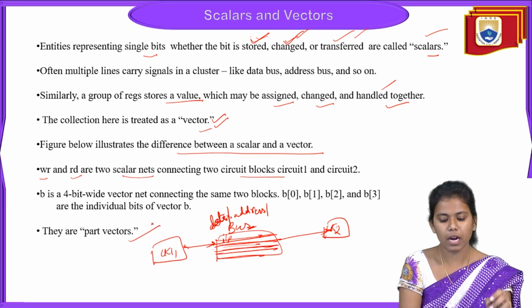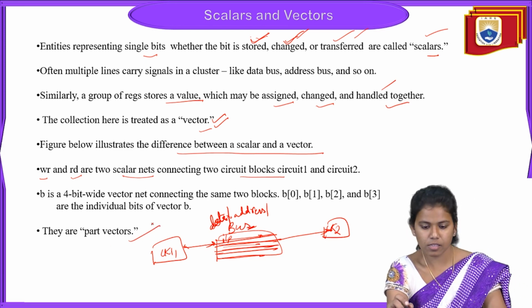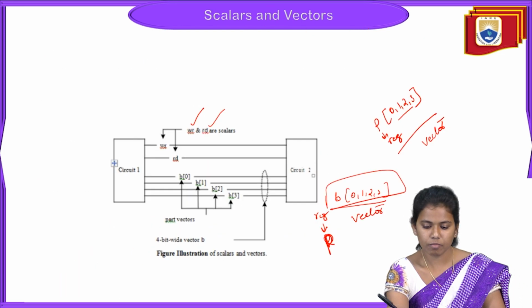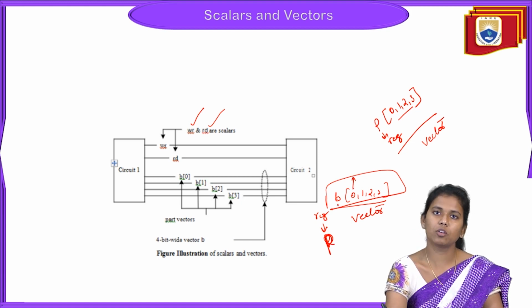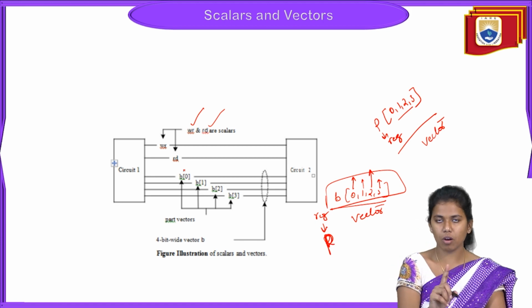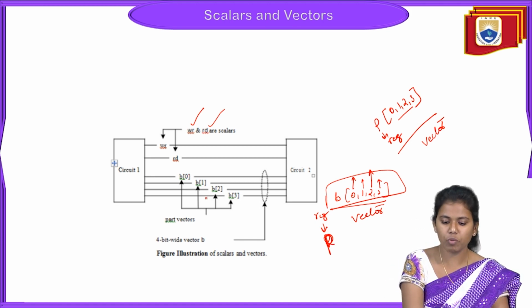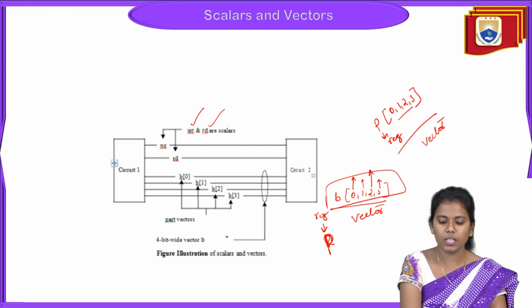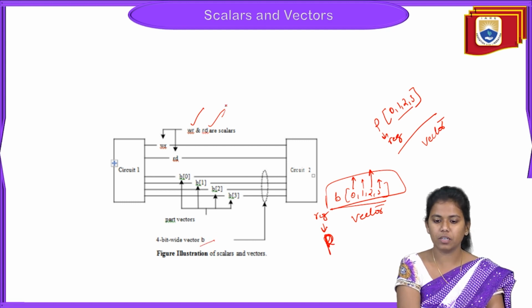They are part vectors. These are the part vectors. B0 is a part vector of register B, 2 is a part vector, 3 is a part vector and 1 is a part vector. So for the vector B, the individual bits are called part vectors: B0, 1, 2, 3. Okay. So this is a vector representation and these are the scalar representation.